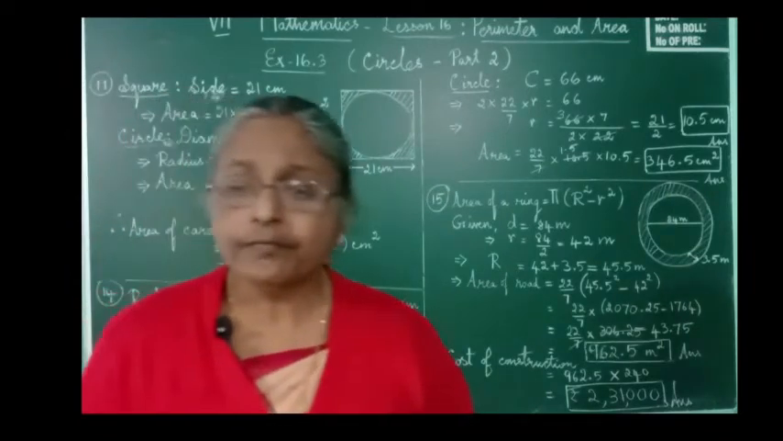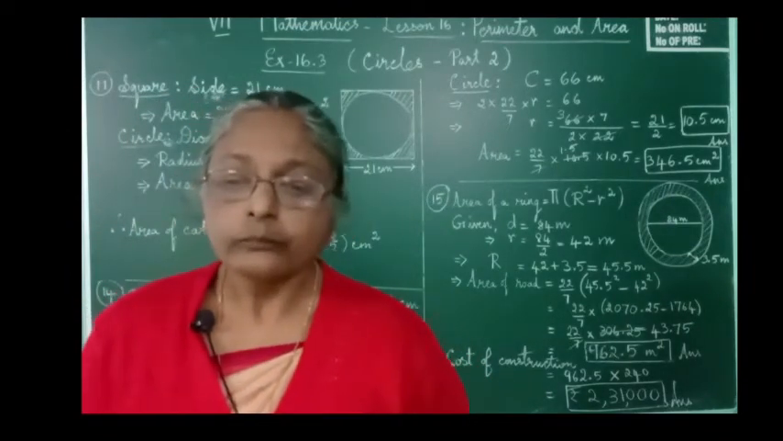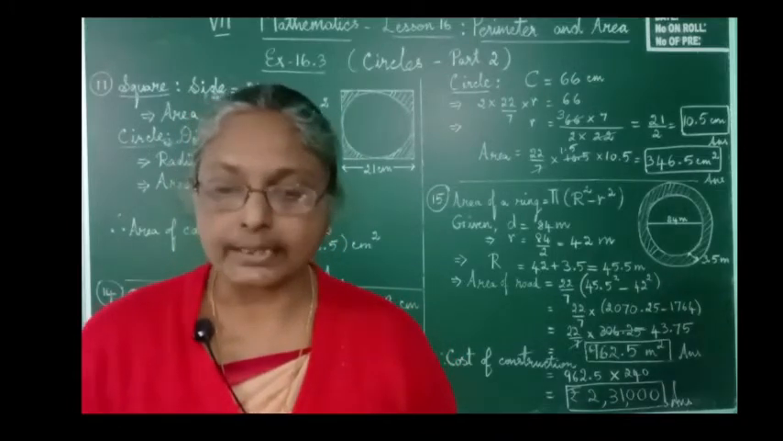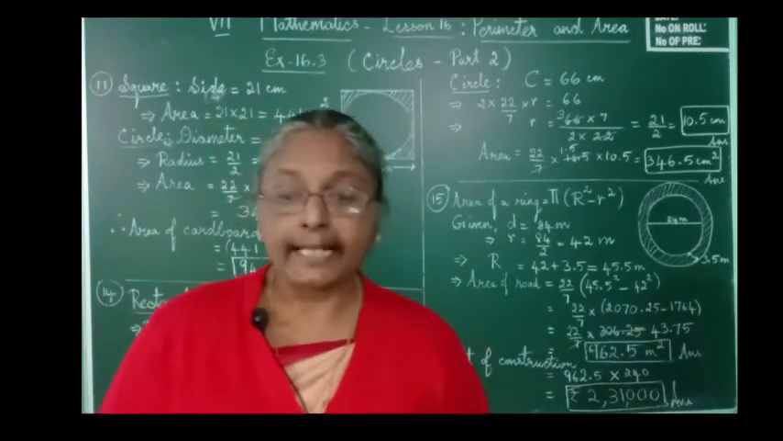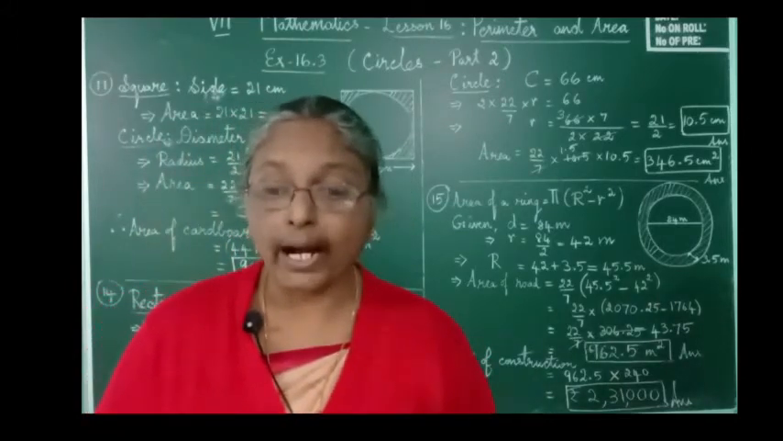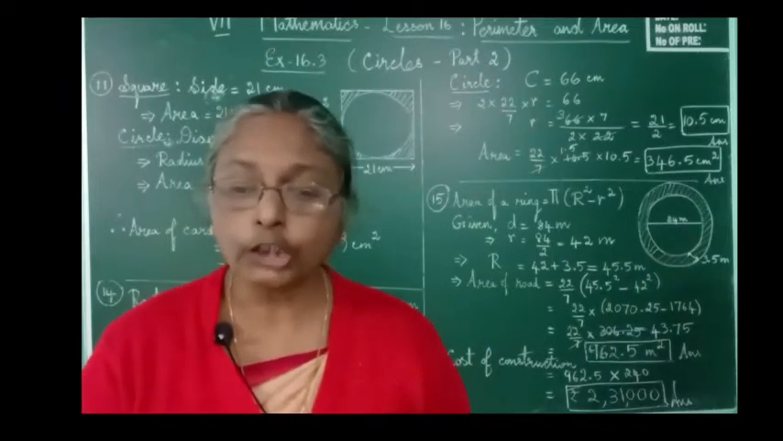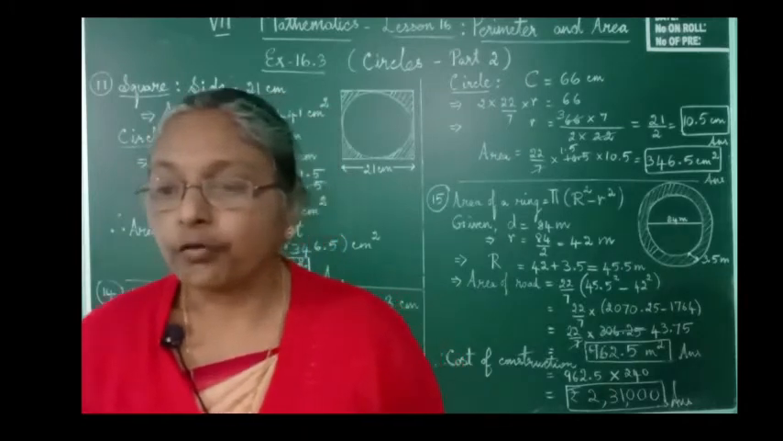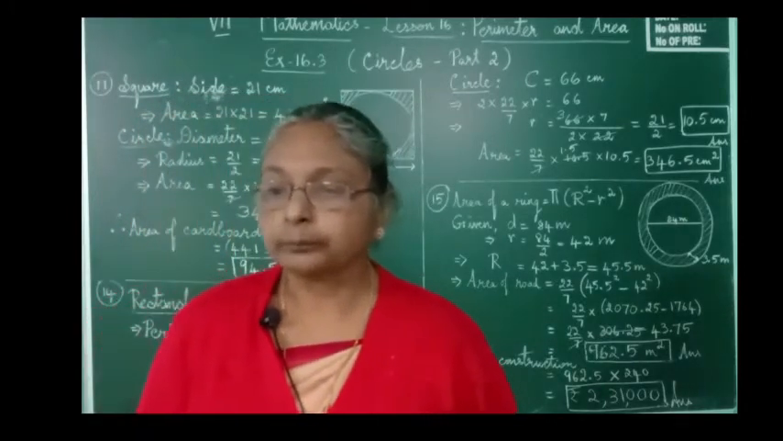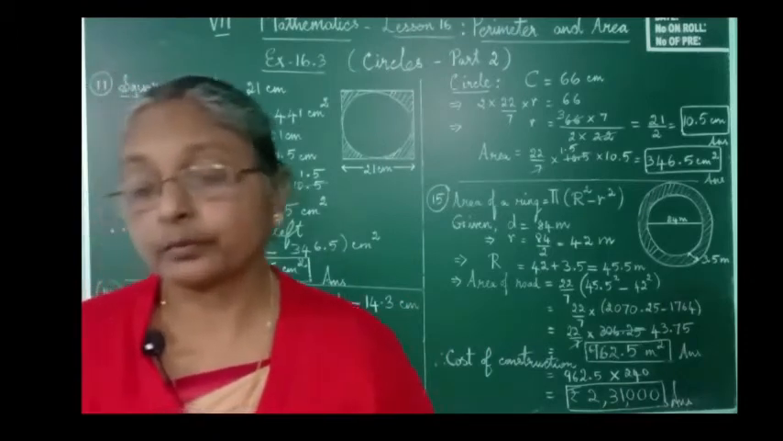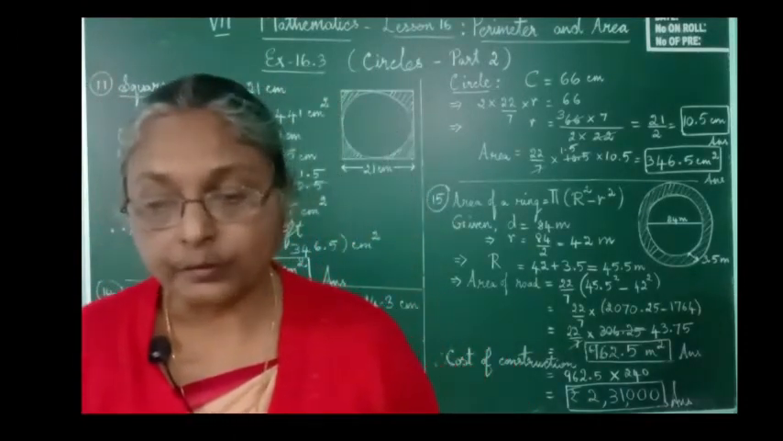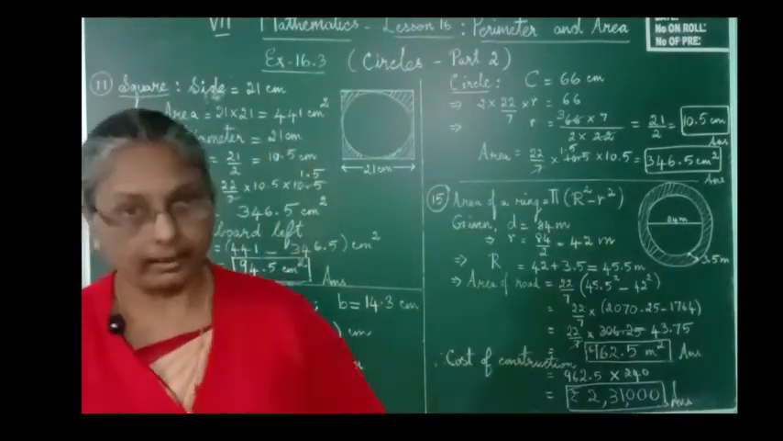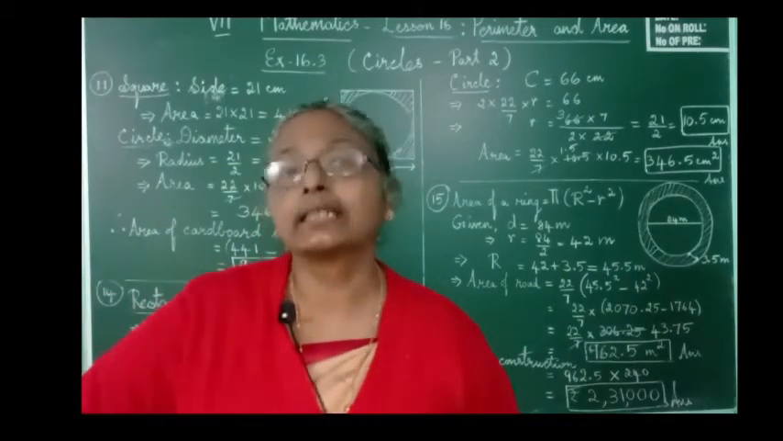Now you can see the 15th sum. The diameter of a circular park is 84 meters. On its outside there is a 3.5 meter wide road. Find the cost of constructing the road at rupees 240 per meter square.